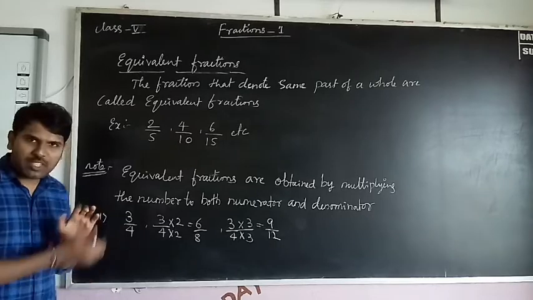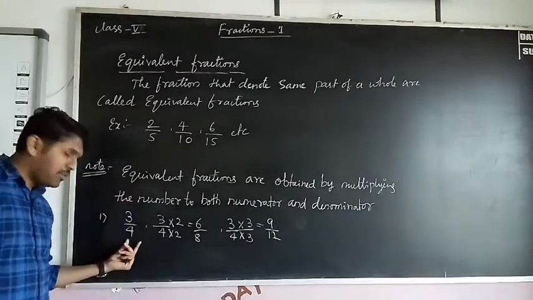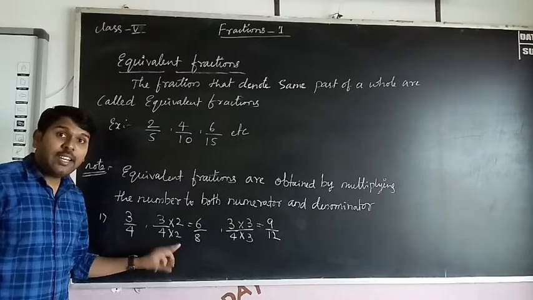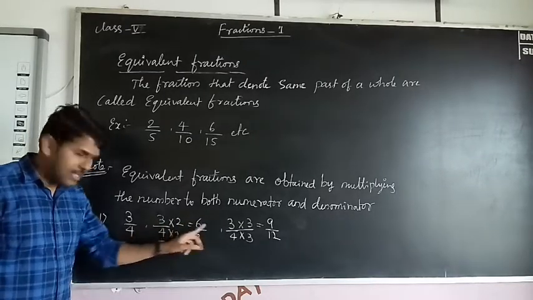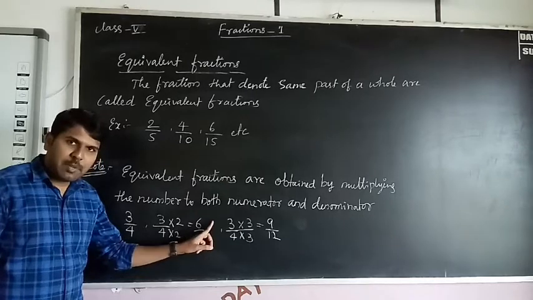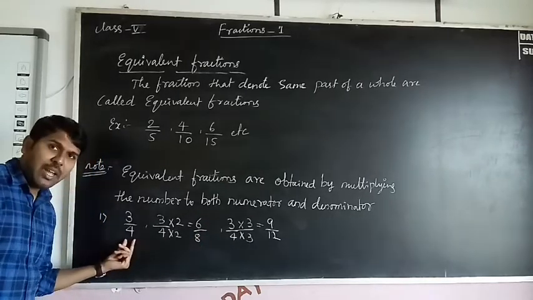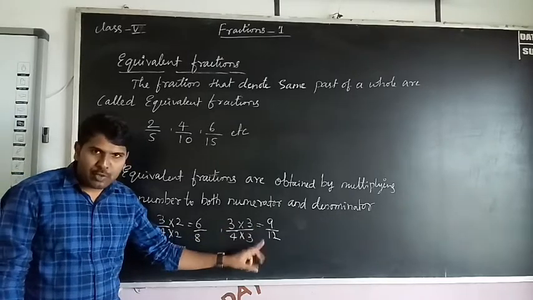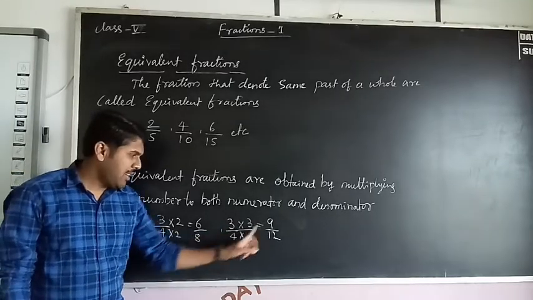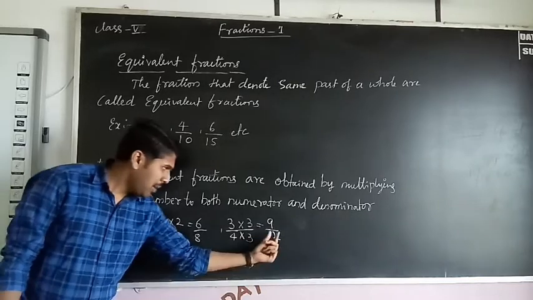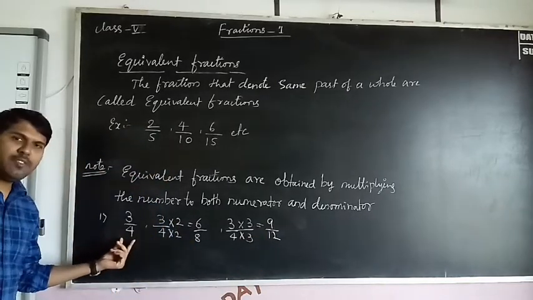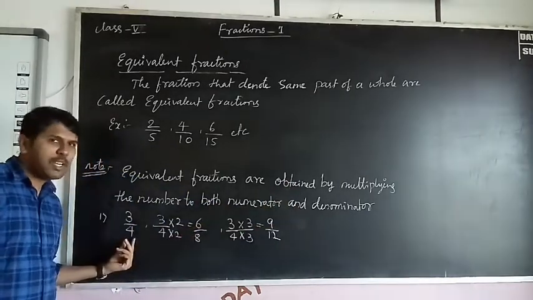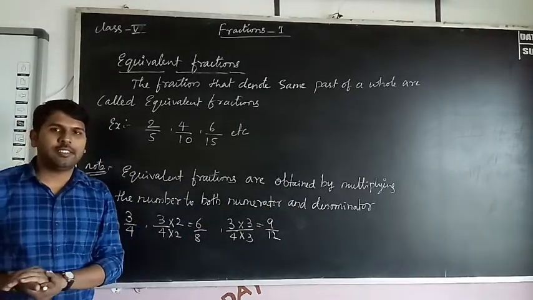Here 3 by 4 is the original fraction. How to get the equivalent fraction of 3 by 4? Just multiply the same number to both numerator and denominator. Here 3 2s are 6, 4 2s are 8. 6 by 8 is the equivalent fraction of 3 by 4. Again, multiply 3 to both: 3 3s are 9, 4 3s are 12. So 9 by 12 is also an equivalent fraction of 3 by 4. You can write so many equivalent fractions of 3 by 4, isn't it?